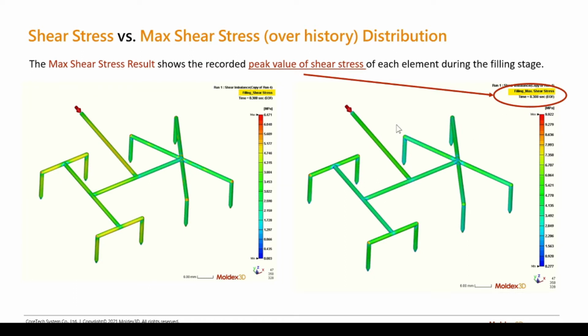This result shows the highest amount of shear stress experienced by each individual element throughout the molding process. So rather than just giving the shear stress at the current time instant, this maximum shear stress tells us the maximum amount of stress each element has experienced over the filling cycle in this case.